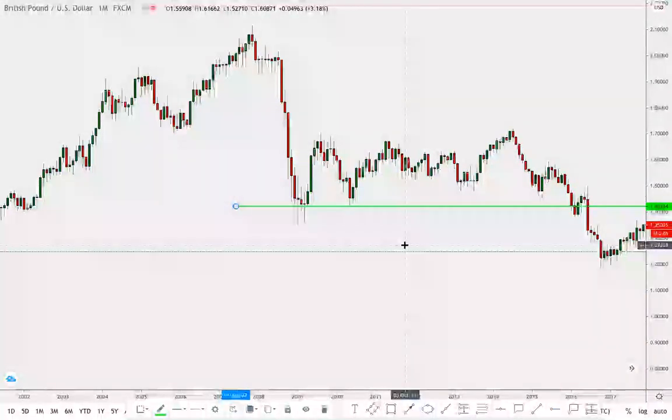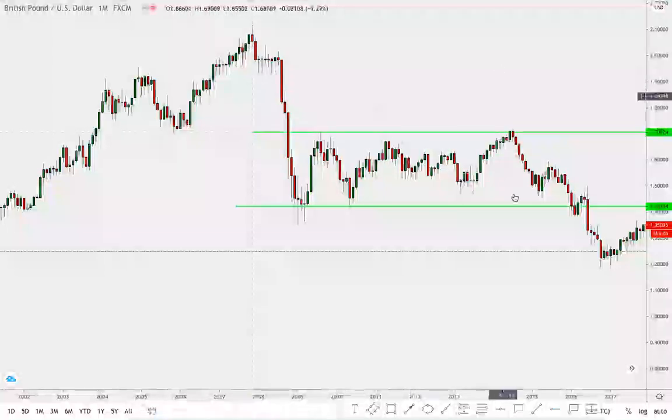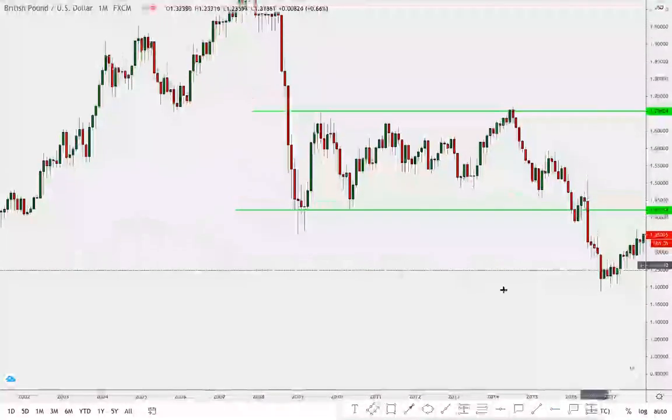Remember, weekly time frames are where you go to plot your key levels. But on the monthly time frame, just for the sake of the monthly time frame analysis, you're going to obviously want to come up with some levels just to see what exactly is happening, right?